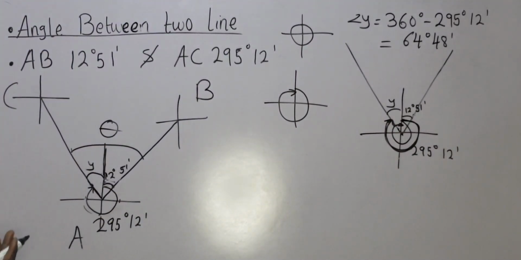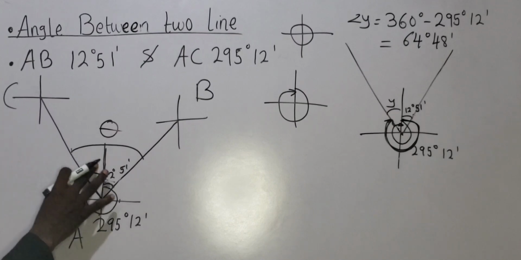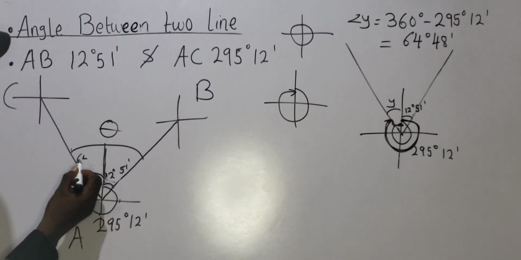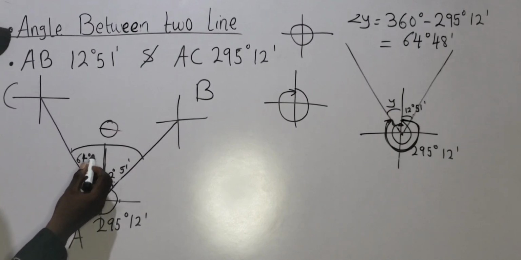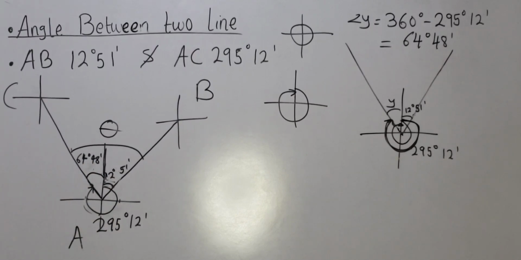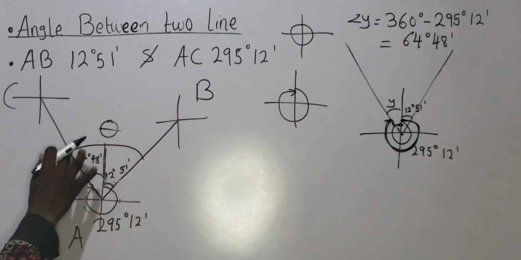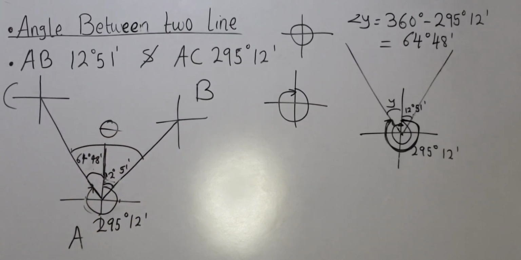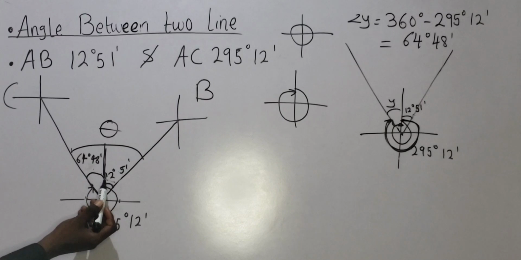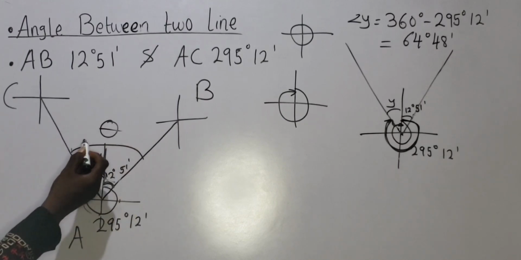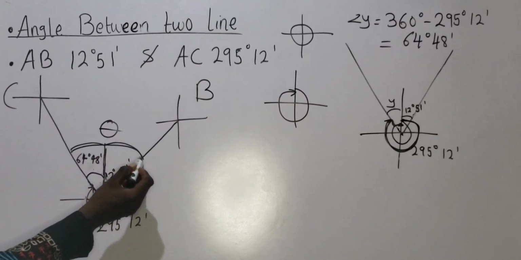Now you can see that you have already gotten the value of y as 64 degrees, 48 minutes. Please don't get confused at all. This thing is very, very simple, I tell you. We are looking for the angle between two lines. I represent the angle between these two lines as theta. Now, the angle between these two lines is this angle and this angle. Is that not it?